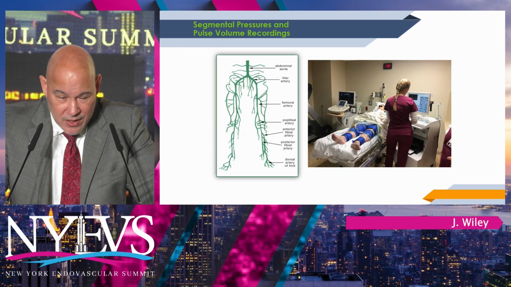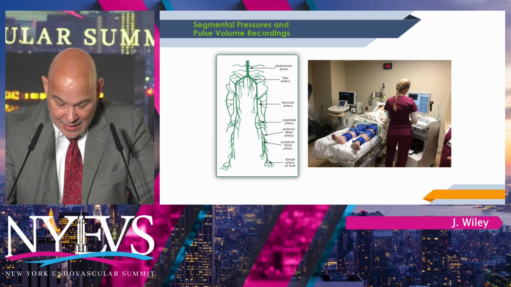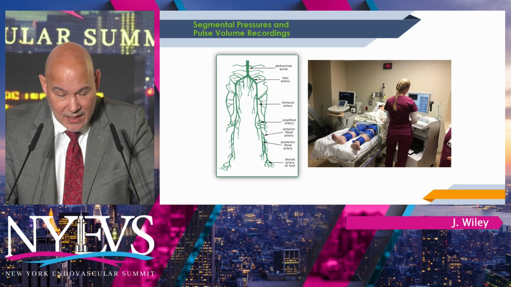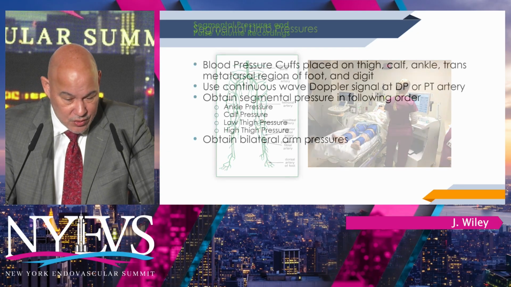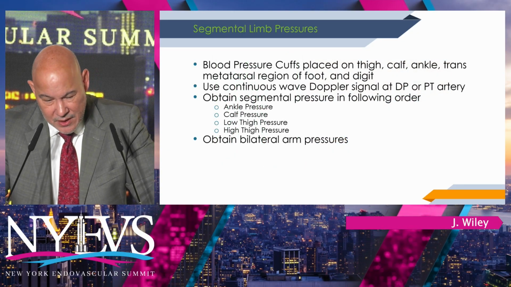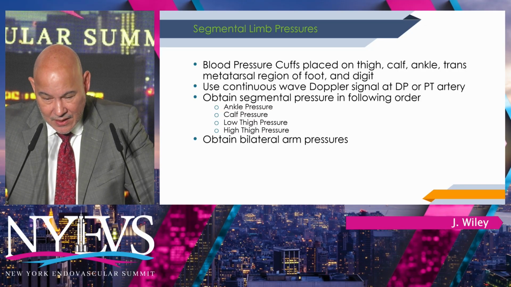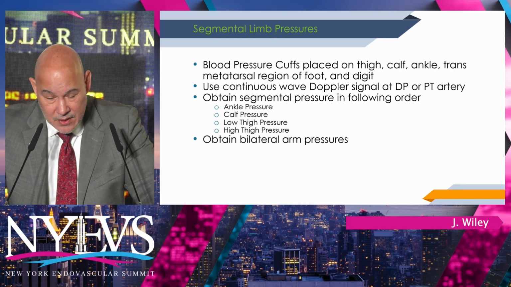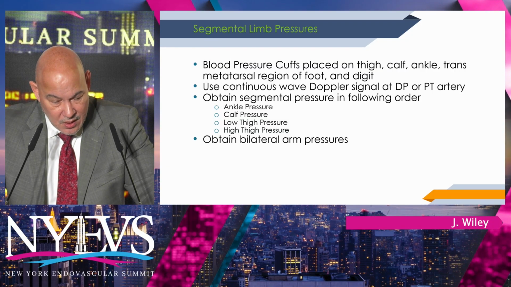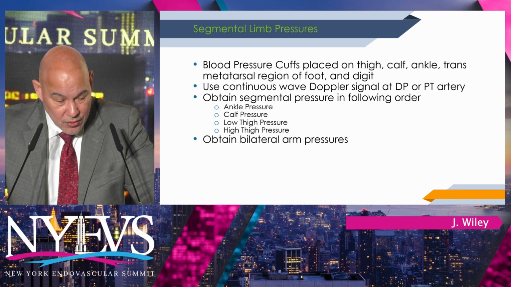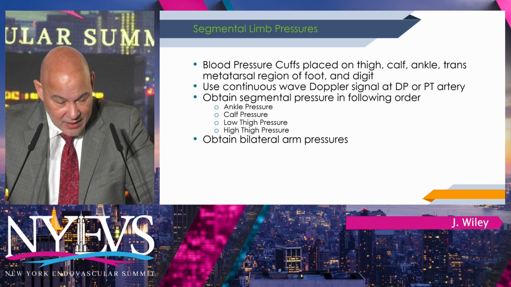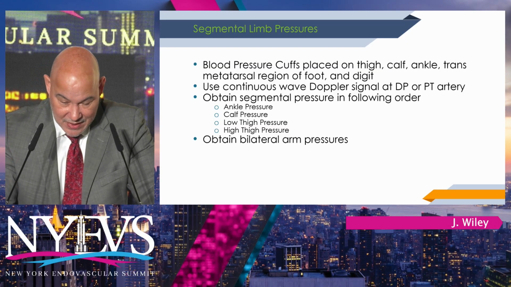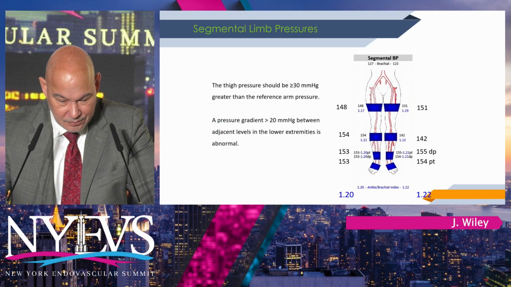What about segmental pressures and pulse volume recording? This allows us to identify specific locations where we likely have hemodynamically significant stenosis. For this, we place blood pressure cuffs at the thigh, calf, ankle, transmetatarsal region of the foot, and the digits. Again, we use a continuous wave Doppler in the DP and PT region and obtain segmental pressures following the order in this slide: ankle pressure followed by calf pressure, low thigh pressures, high thigh pressures, and obviously bilateral arm pressures as well.